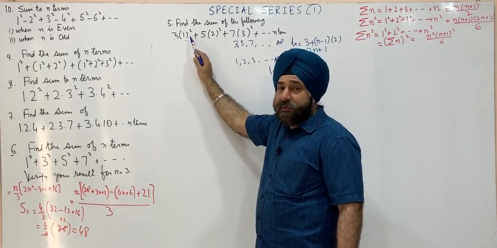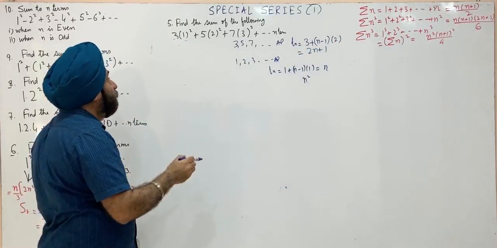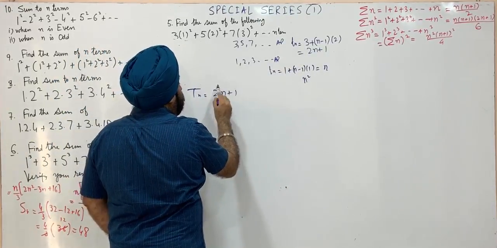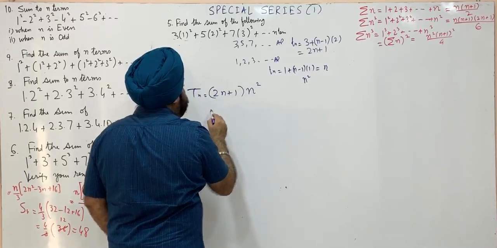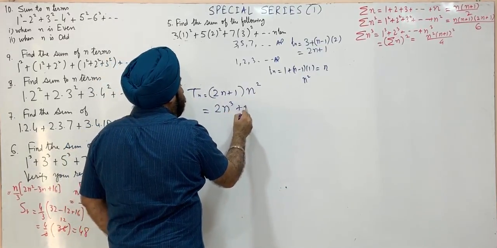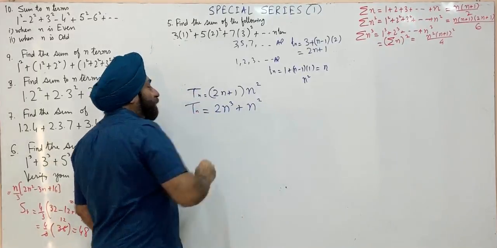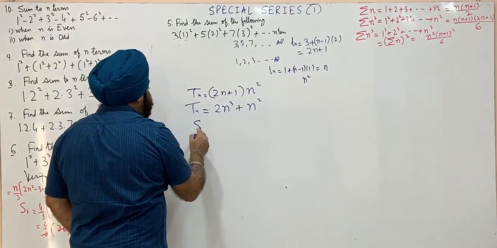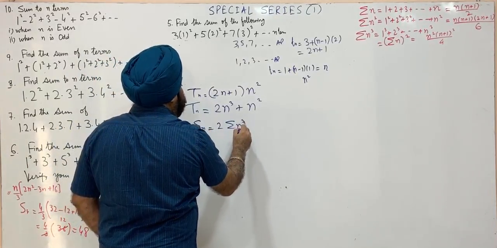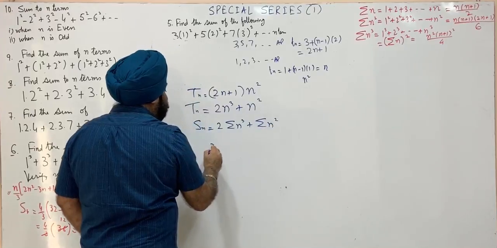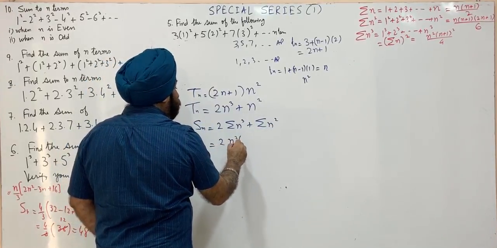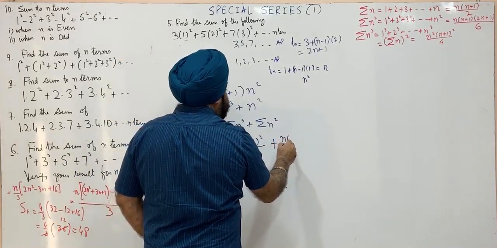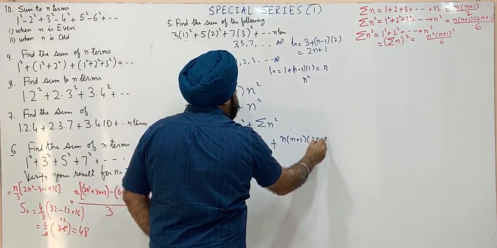And what about nth term of this series? It will be nth term of this, which is 2n plus 1 into n square, and that is 2n cube plus n square. So now we know the nth term, we can apply sigma to find out sum of n terms. So Sn, that will be 2 times sigma n cube plus this is sigma n square. This is n square, n plus 1 square and upon 4, and sigma n square is n into n plus 1 into 2n plus 1 upon 6.